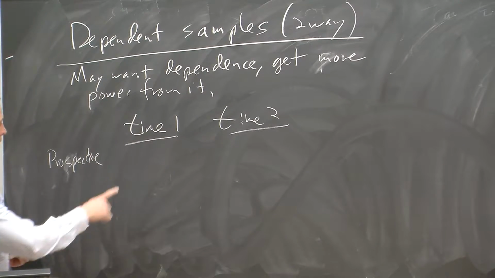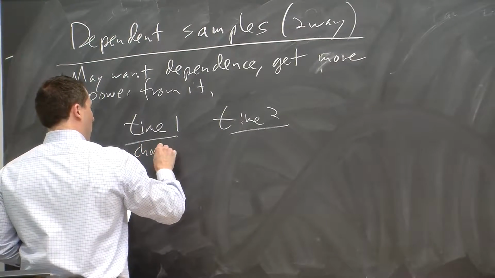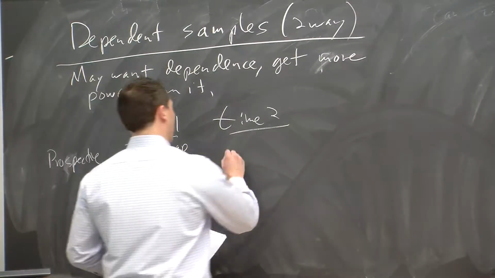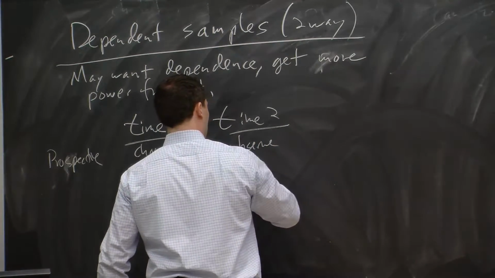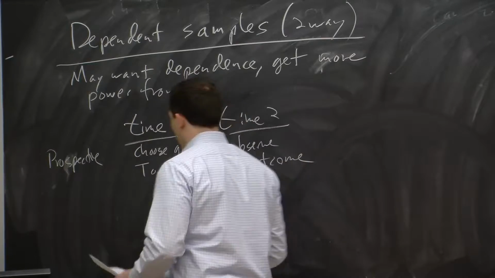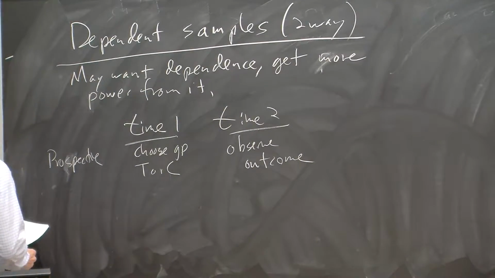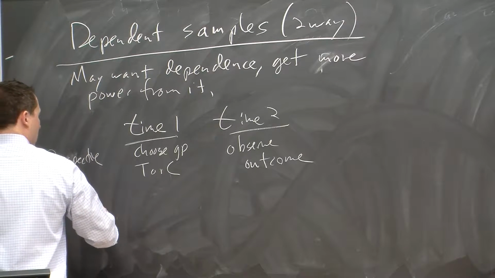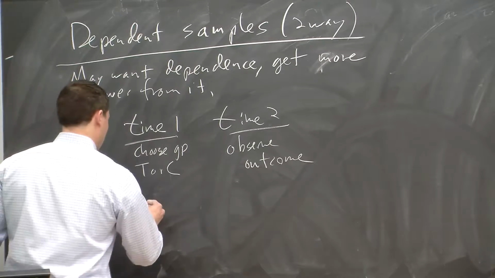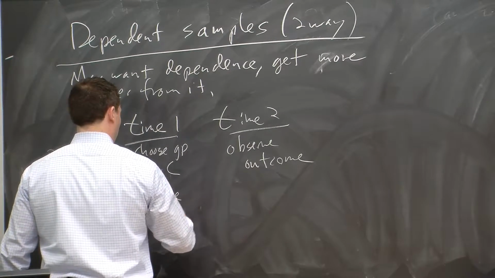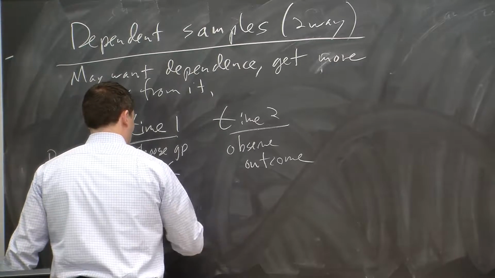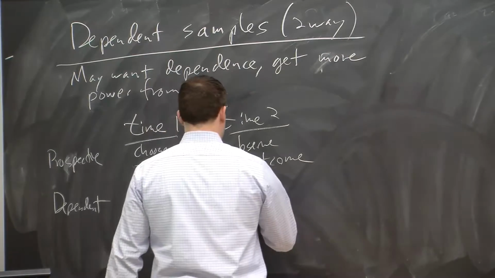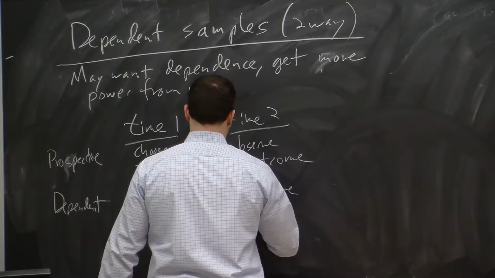In a prospective study, what we do is at time 1, we choose a group, right? Treatment or control. And at time 2, we observe the outcome. So this is like the heart disease study. The other thing we could do is dependent. We could look for a change, right? So we could observe an outcome here, maybe healthy versus disease, and then observe the same outcome again on the same subjects.